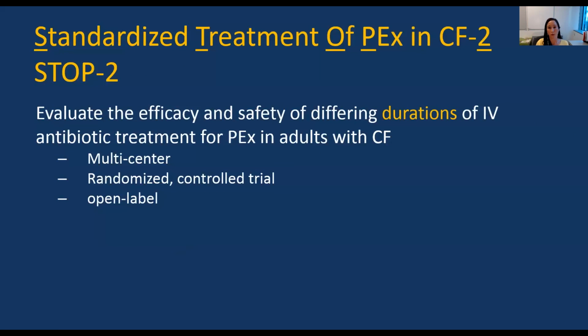Standardized treatment of pulmonary exacerbation in CF is the full name of the STOP2 trial. There was a pilot observational study named STOP, which helped design this study, thus this being STOP2. And the objectives are to evaluate the efficacy and safety of differing durations of IV antibiotic treatment for pulmonary exacerbation in adults with CF. It's a multi-center randomized controlled trial, and it was open label.